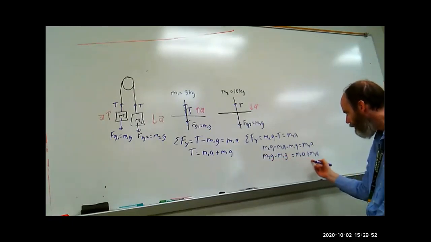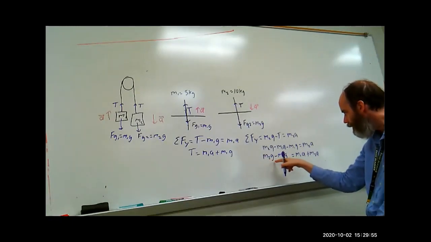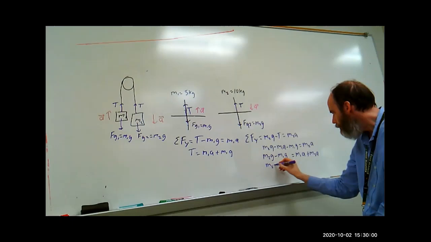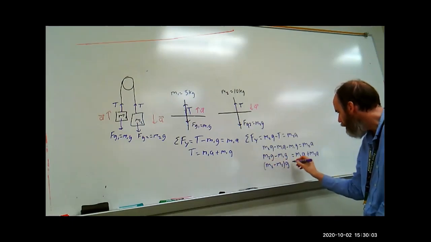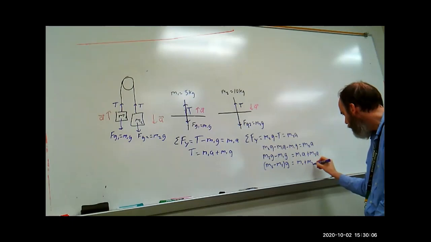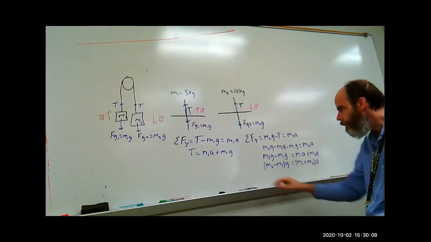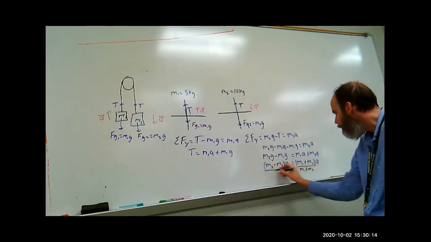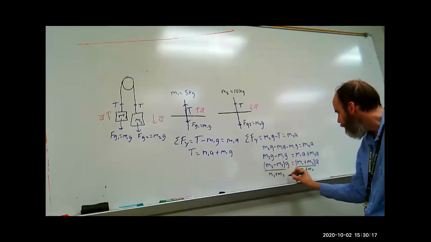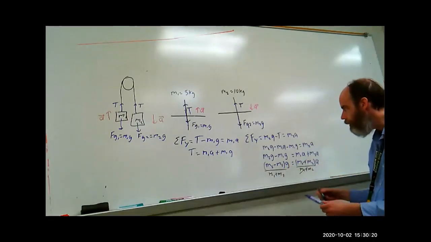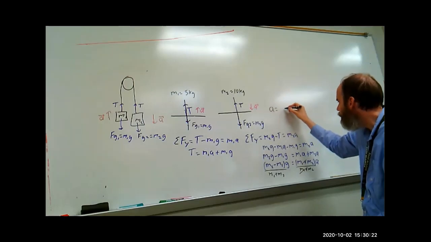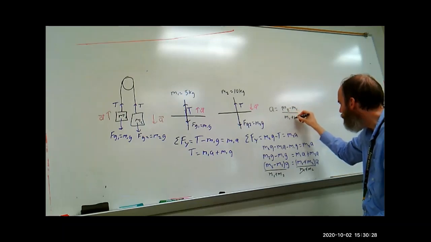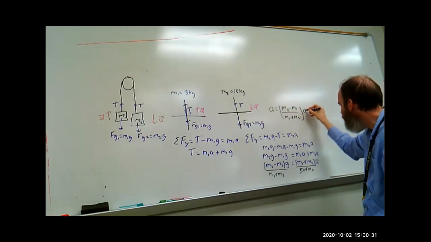Let's take out the common factors: common factor of g on this side, common factor of a on this side. (m2 minus m1)g equals (m1 plus m2)a. Now we divide by m1 plus m2, so these things cancel out. So we are left with a equals (m2 minus m1) over (m1 plus m2) times g.